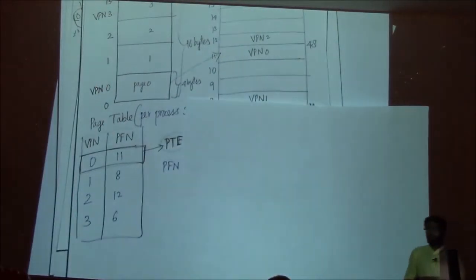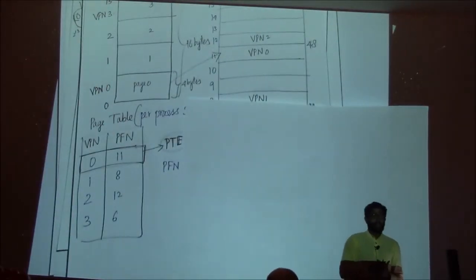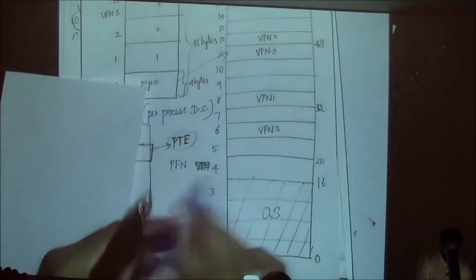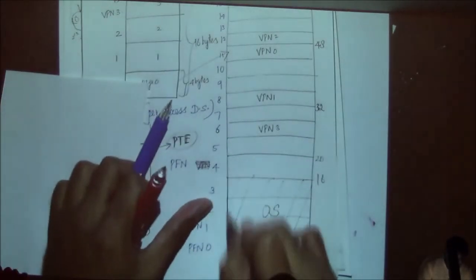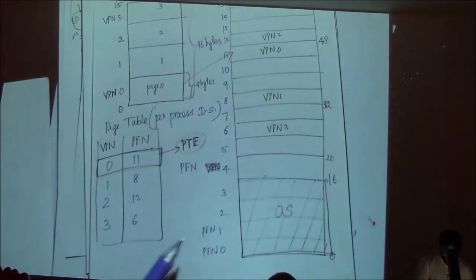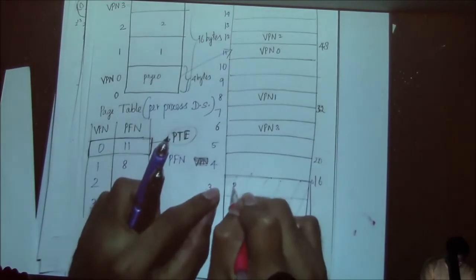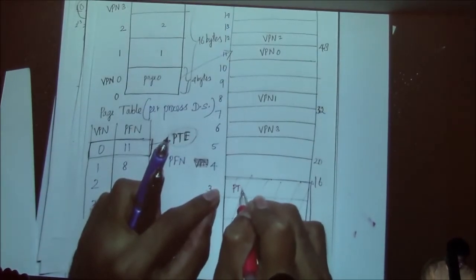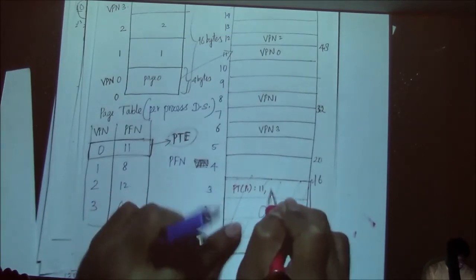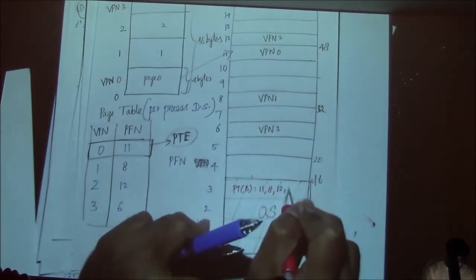And where do these page tables reside? These page tables just reside in the OS's memory here. You may assume that this page table is right here, somewhere. So in the OS's memory, it will be the page table for process 1, and it will have the values 11, 8, 12, and 6.